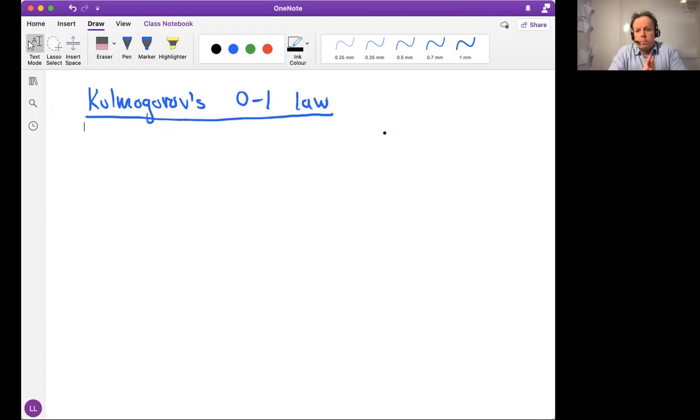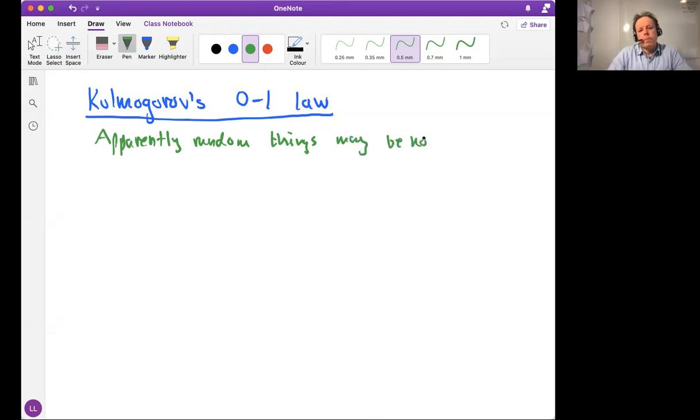One of the famous theorems is Kolmogorov Zero One Law. That's the discussion for today. What does it say? Kind of the message is that some apparently random things may be non-random. That's kind of a draft version of the theorem. And of course, there's a precise version of this.